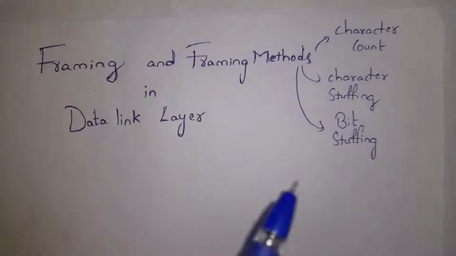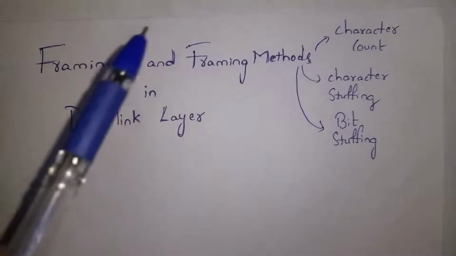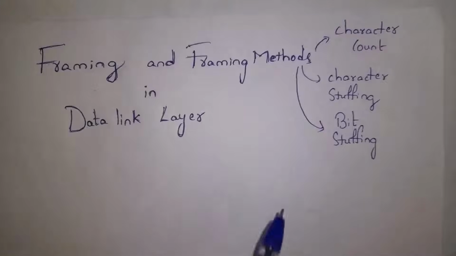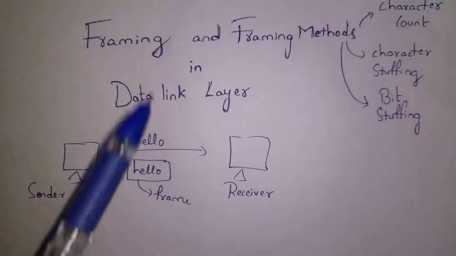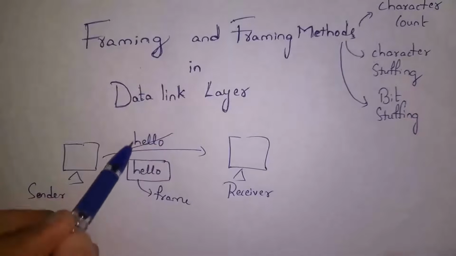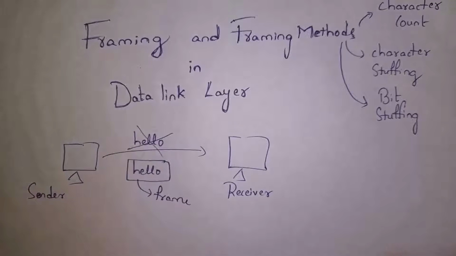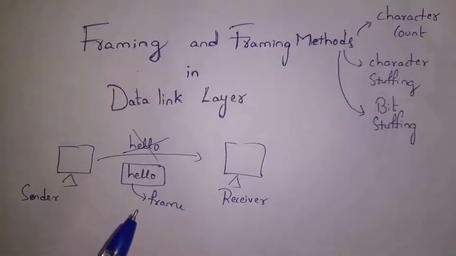Next I will explain what framing is and the various kinds of framing methods in the data link layer. The data link layer will send our data from sender to receiver. It will not send our data directly to the receiver. Instead, it will place our data in a frame and then the complete frame is transferred to the receiver. So framing is like packing.